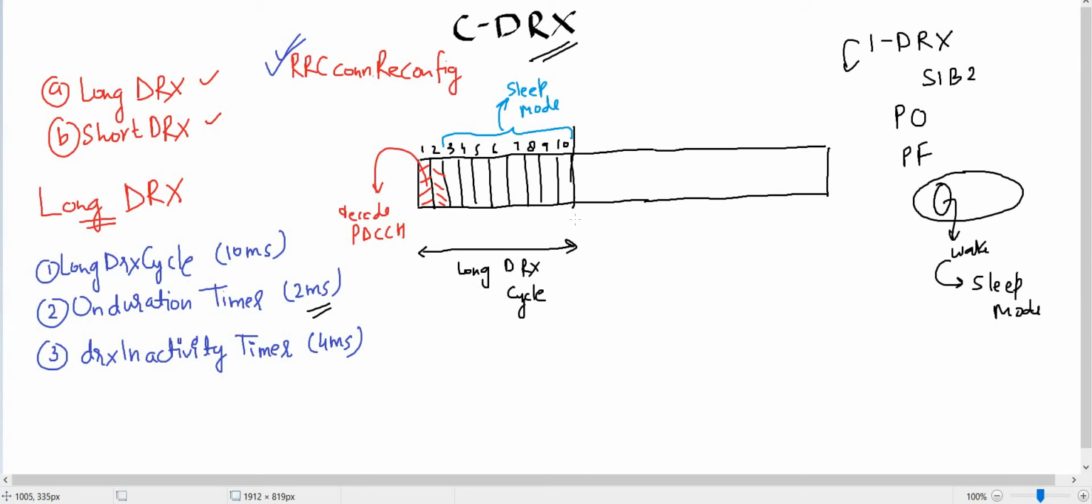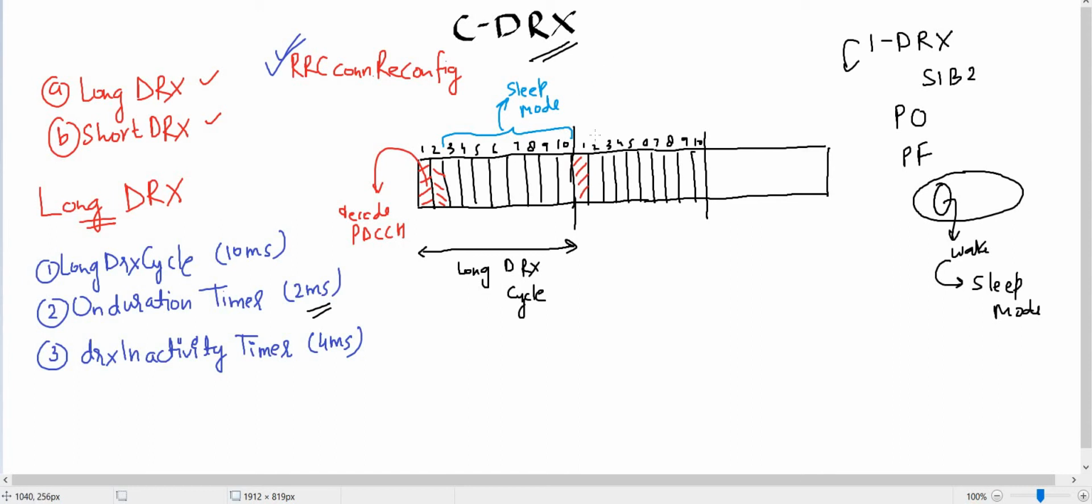Now after this, the next radio frame will start. Let me draw those 10 subframes again: 1 2 3 4 5 6 7 8 9 10. These are the next subframes: 1 2 3 4 5 6 7 8 9 and 10. Suppose now the UE again decodes the PDCCH here.